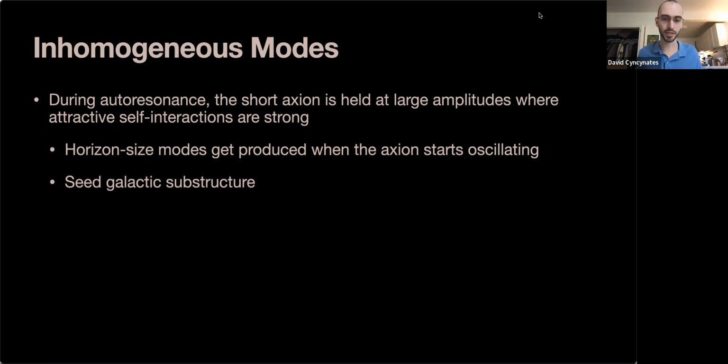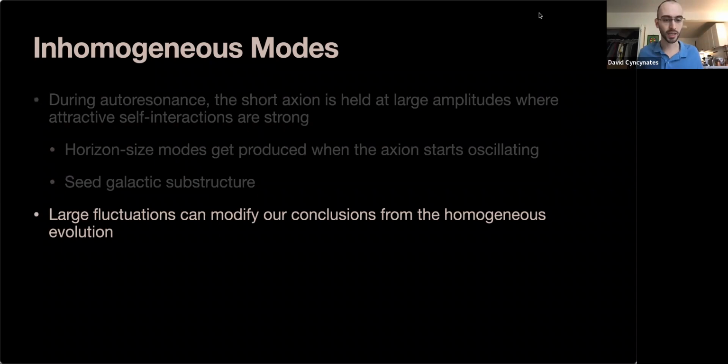But before I discuss signatures, I want to briefly discuss how large fluctuations that form during autoresonance, non-perturbative fluctuations, where we can't neglect the spatial variation in the axion field anymore, can actually modify our conclusions about the homogeneous evolution of the axion.